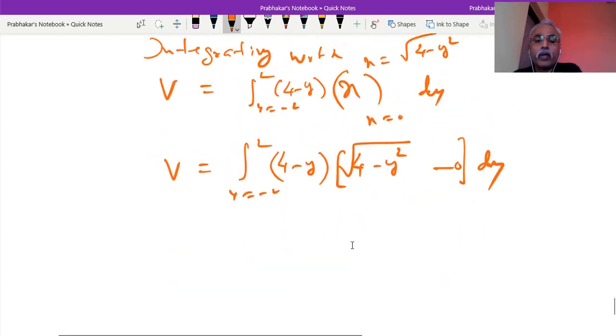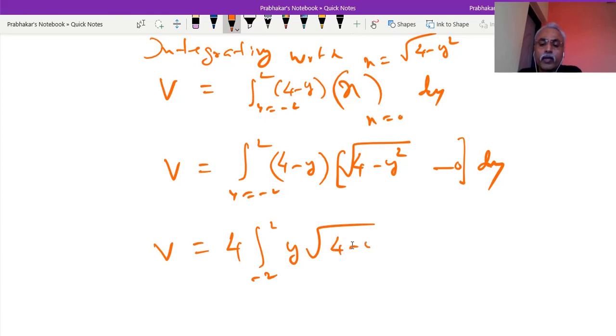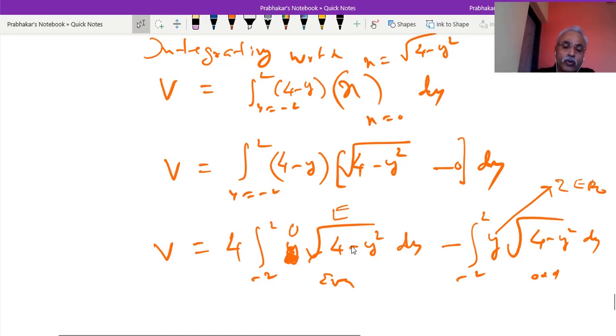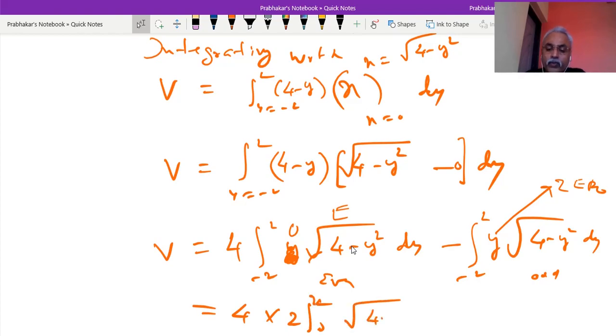Now there are two terms. As the limits are minus to plus, we always think of even and odd functions. The first term is 4 times the integral from minus 2 to 2 of square root of 4 minus y square dy, which is an even function. The second one is minus the integral from minus 2 to 2 of y times square root of 4 minus y square dy, which is an odd function. Odd functions give 0 integration because the limits are minus to plus. Even functions become 2 times 0 to 2. So it is 4 into 2 times the integral from 0 to 2 of square root of 4 minus y square dy.